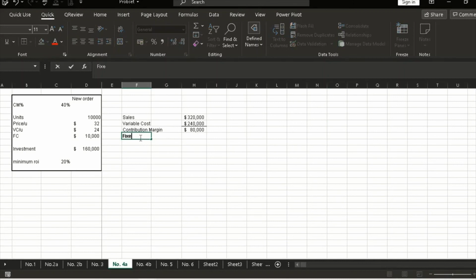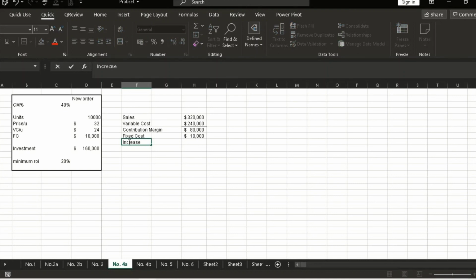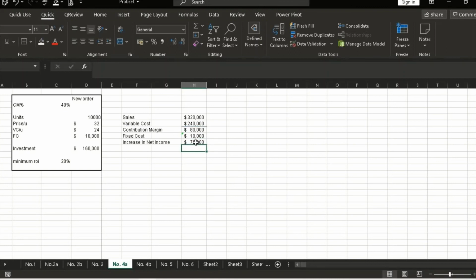From the contribution margin, we're going to deduct the fixed cost. The additional fixed cost is 10,000. Then by deducting the fixed cost from the contribution margin, we'll get the increase in net income. The increase in net income is equal to 80,000 minus 10,000, which is 70,000.